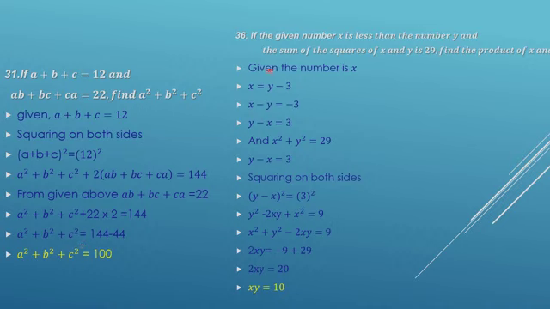Okay, the last question from this exercise, from this chapter, is: if the given number x is less than the number y and the sum of the squares of x and y is 29, find the product xy. So we know that the number x is less than the number y, so the difference x minus y is minus 3. We know that x minus y is equal to minus 3, which we can write as y minus x is equal to 3.